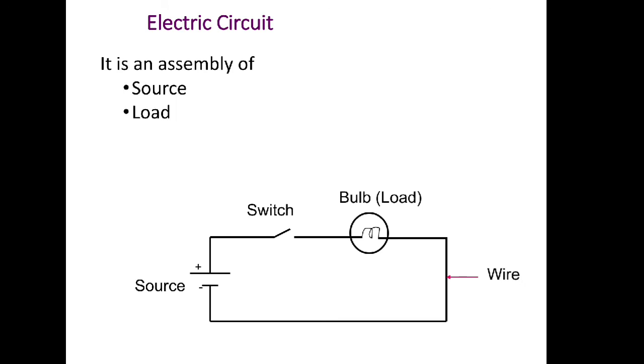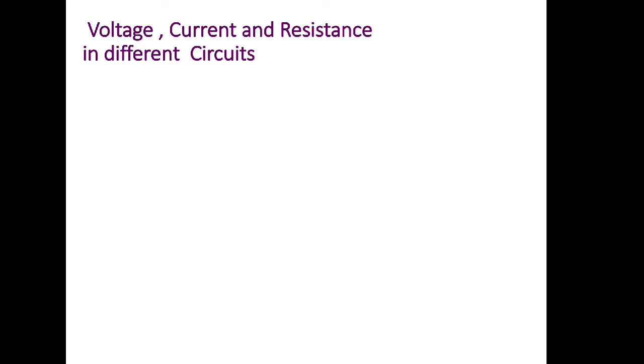So let us see what is an electric circuit. Normally an electric circuit consists of a source, a switch, a load, usually an electrical load, and the connecting wires. A source can be an AC source or a DC source. Switches are also of different types, such as a single throw switch, a double pole double throw switch, etc. And usually a bulb is treated as the load in this case.